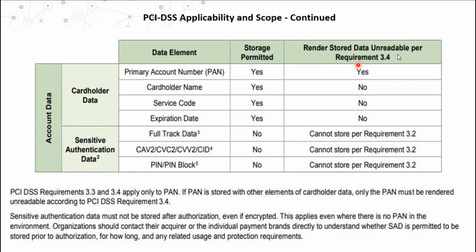Now for the primary account number, it says we have to store the data in unreadable form as per requirement 3.4. When we go to websites and pay for some services, we notice only the last 4 digits are showing and the rest of the digits are masked. Or shall it be like all the digits have to be masked?